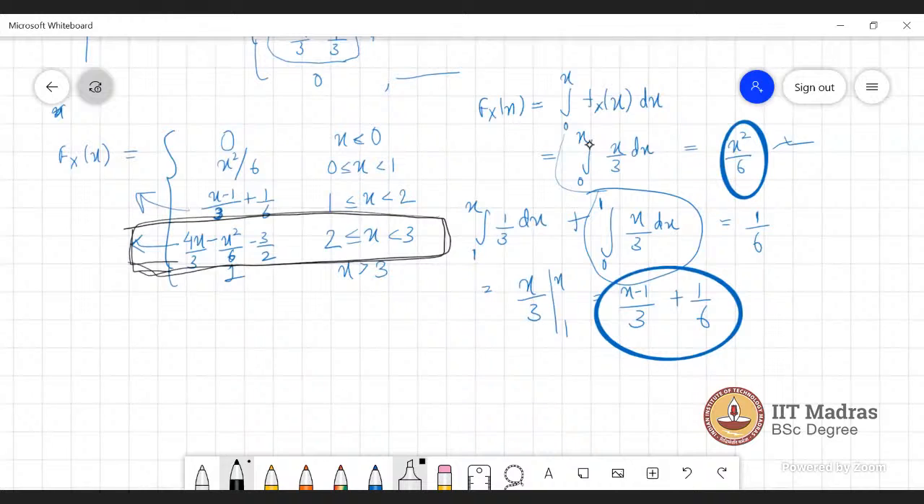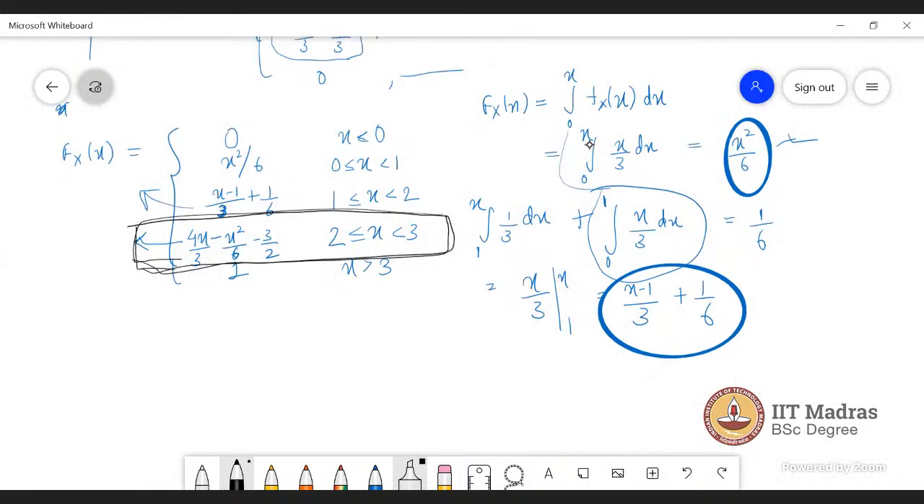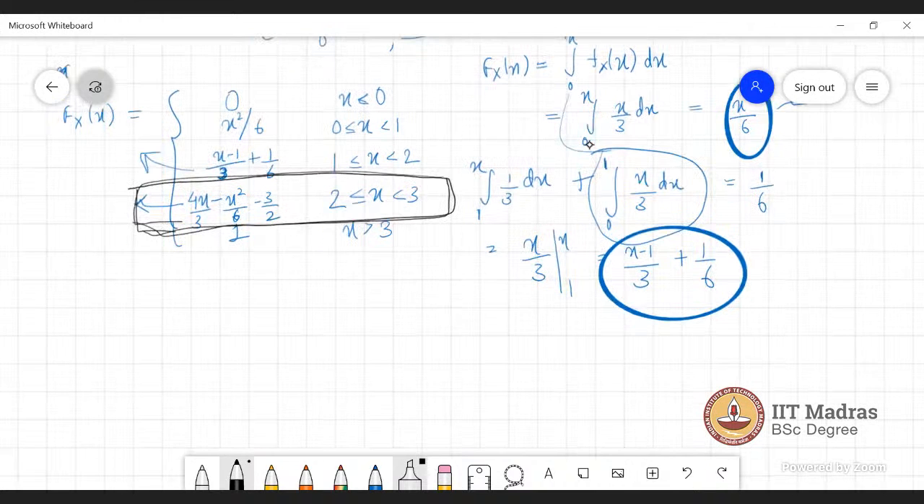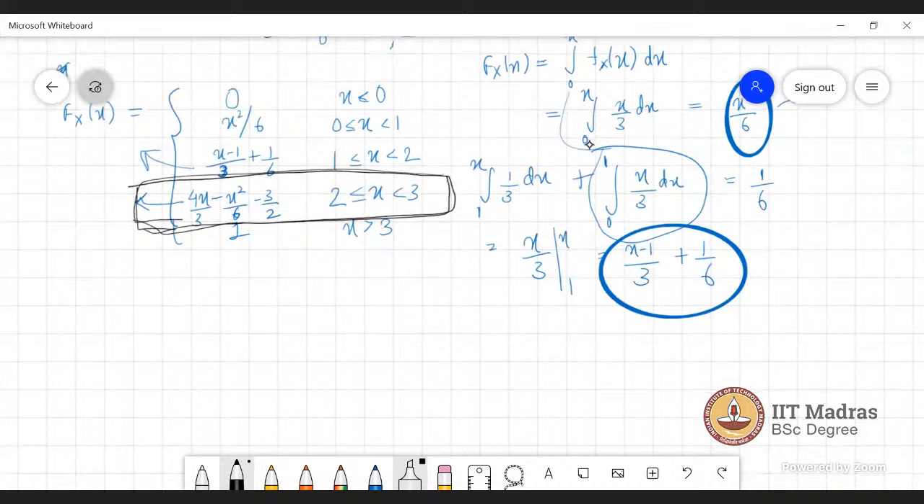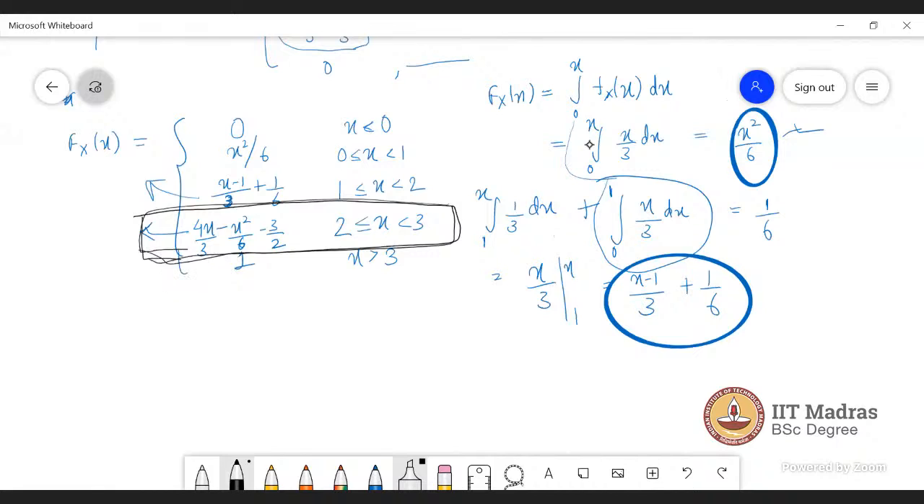The limit should be 0 to 2, na? Where? 0 to 3. Here we have to add the previous one, na? x minus 1 by 3 plus 1 by 6. So the limit for the integration should be 0 to 2. You can just put x to be 2 here. It will be fine. So only if x equals 2.